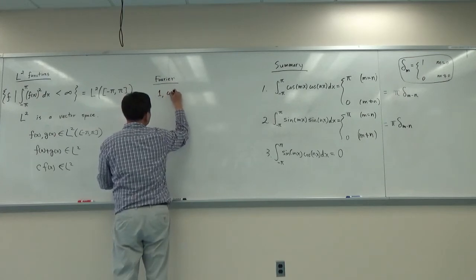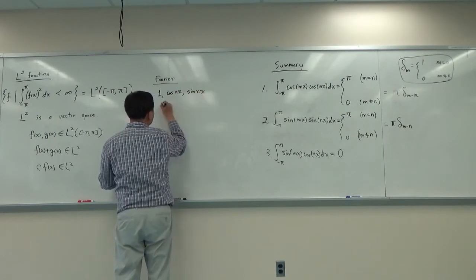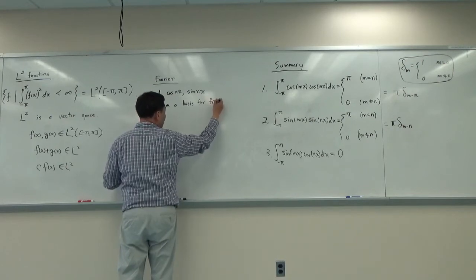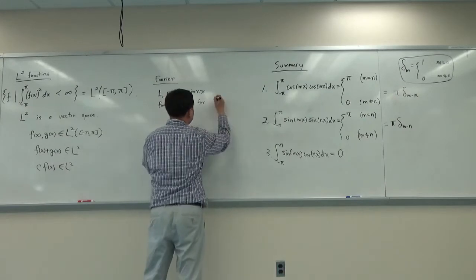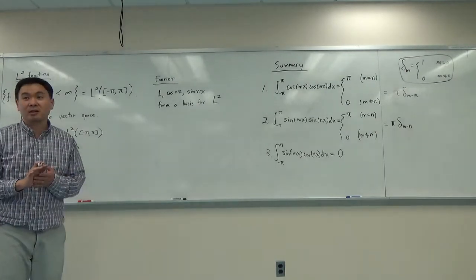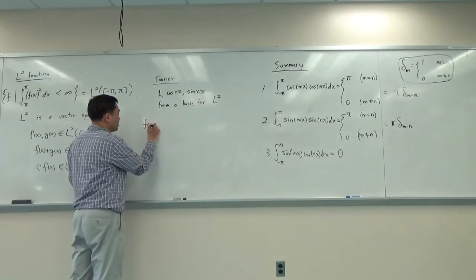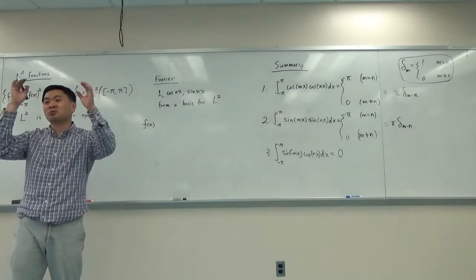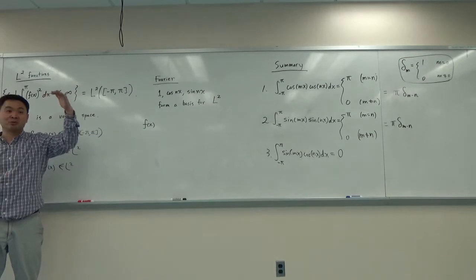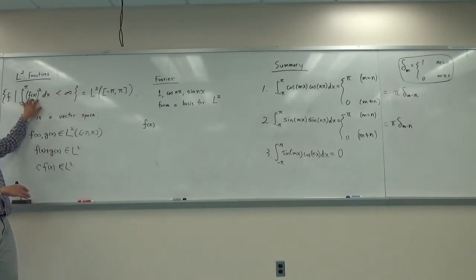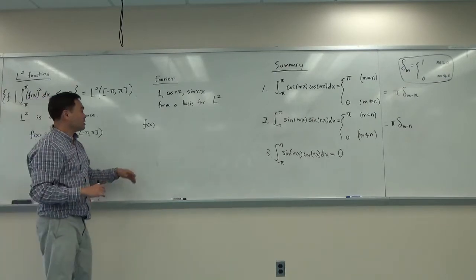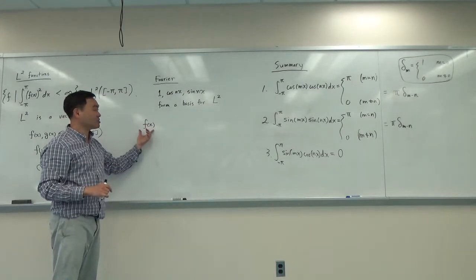One, cosine nx, sine nx form a basis for all functions in L2. What that means is that any function that's defined from negative pi to pi, especially if you have a continuous function, then of course a continuous function over here will actually have a maximum and minimum, so its integral will be a finite value because it's just the area under the curve. You draw the function and you just have the area under the curve, and if it's continuous, it's a finite thing, right?